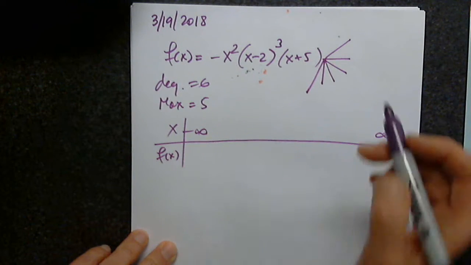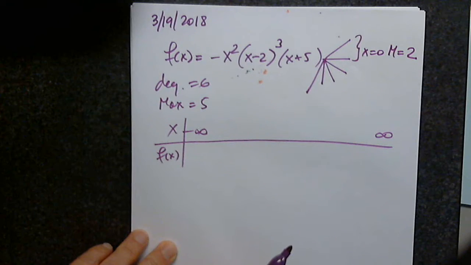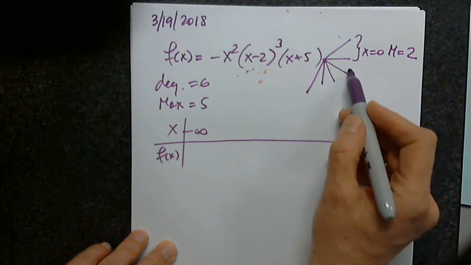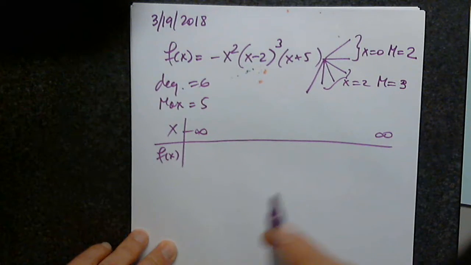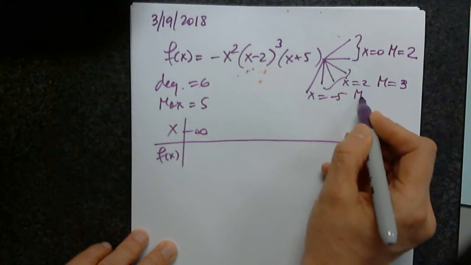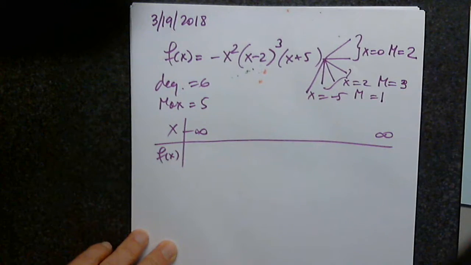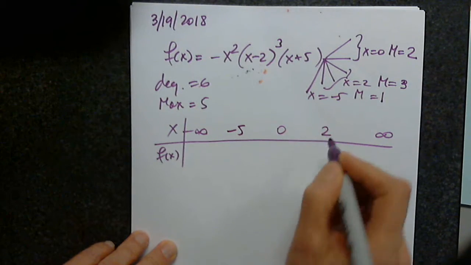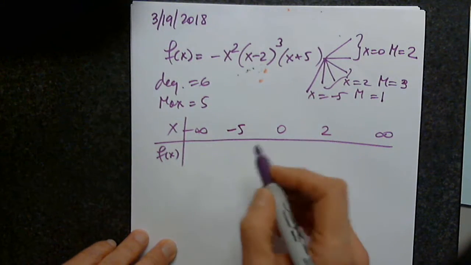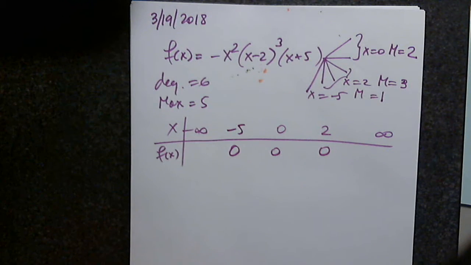Zero twice. Correct. Which means multiplicity 2. Good. Positive 2. Yes, multiplicity 3. Negative 5. So x equals negative 5, multiplicity 1. And 3 plus 2 plus 1 is indeed degree 6. So negative 5, 0, and 2. All zeros, of course. What do I write for 0?